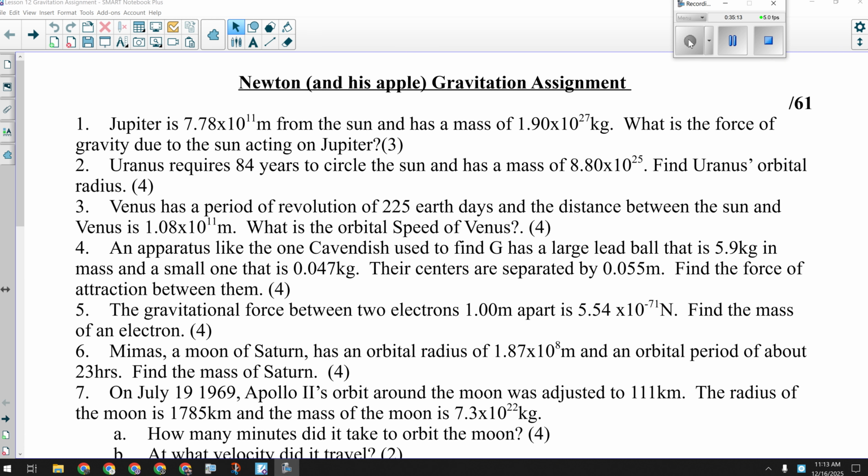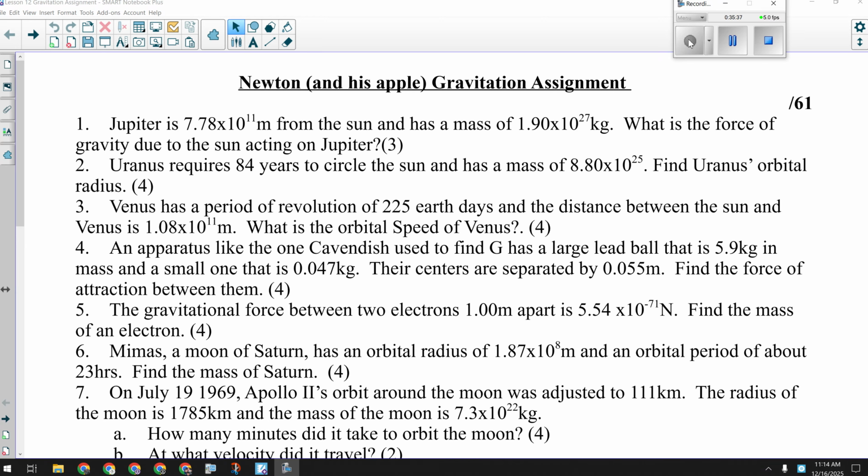Okay guys, so I just want to quickly go through that assignment so you know what we're looking for. Make sure you look at the point values. They're a pretty good indication of how much work you need to do, or how little work you need to do in some cases. Okay, so for number one, you're told how far Jupiter is from the sun. You're told Jupiter's mass. You're just looking for the force of gravity between the two. Really don't overthink that one.